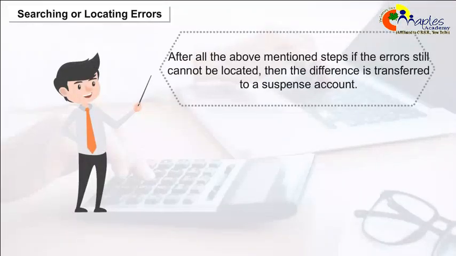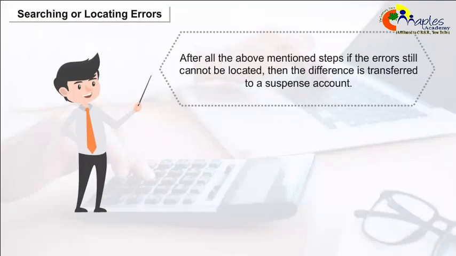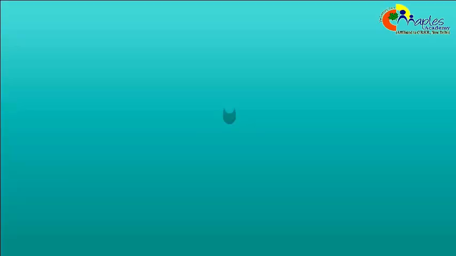10. After all the above mentioned steps, if the errors still cannot be located, then the difference is transferred to a suspense account. This suspense account is closed after the mistake is found.